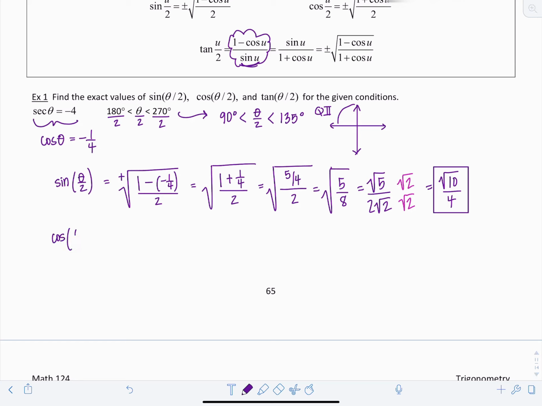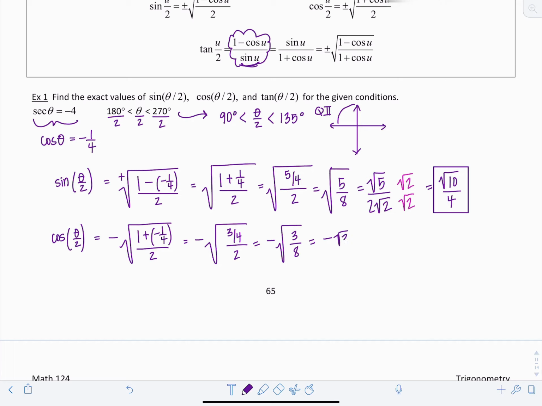Okay, very nice. Next one, cosine of theta over 2. Now let's decide, is cosine going to be positive or negative? Well, we're in quadrant 2, the x values are negative, so cosine's going to be negative. So I'm going to have a negative sign sitting outside, and then this is going to be 1 plus cosine of theta, -1/4 over 2. So this is negative radical 1 plus a -1/4. 1 minus 1/4, that's 3 over 4 over 2. So this is negative square root of 3 over 8.